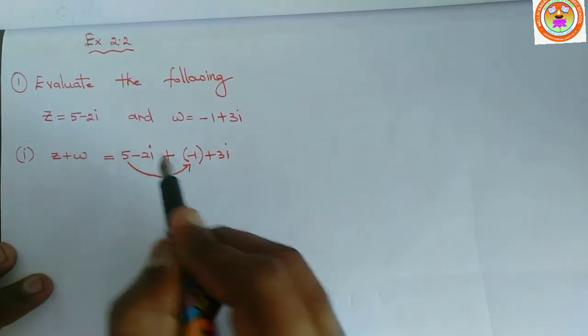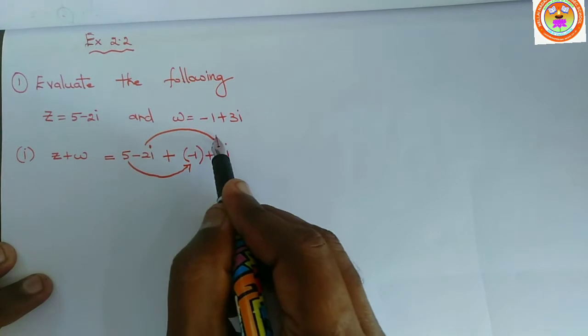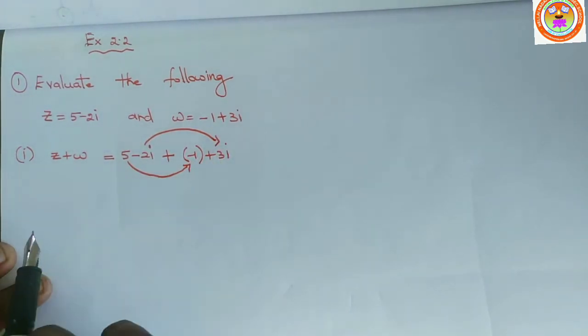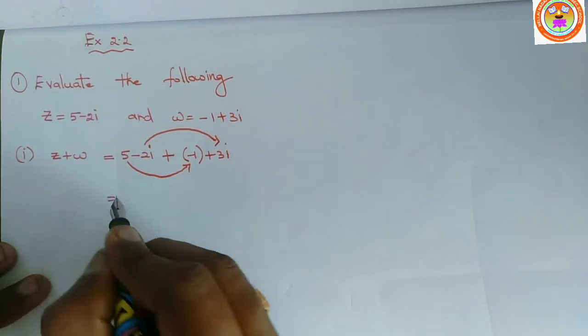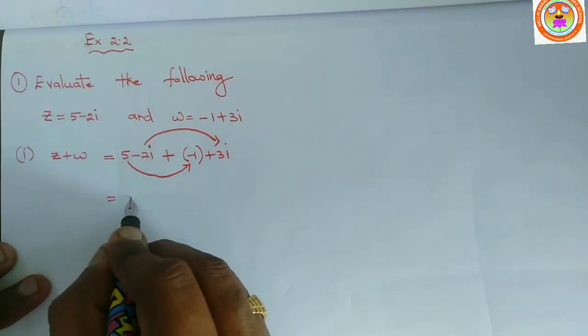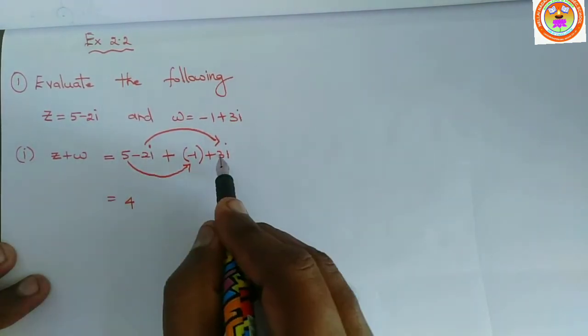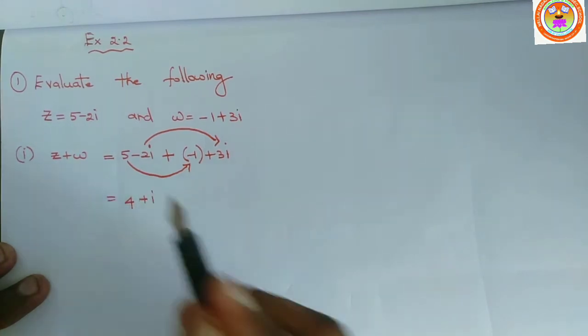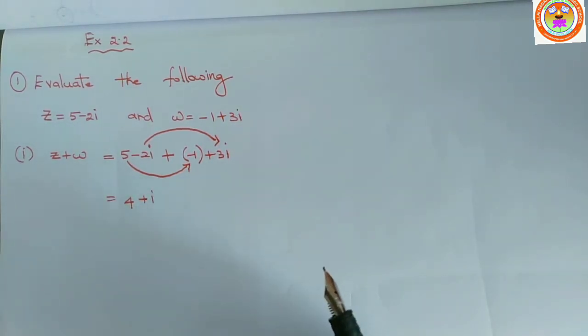Real will move to real. Imaginary will move to imaginary. That's all, the addition. Real goes to real, imaginary moves to imaginary. So if you see 5 minus 1, which gives us 4, and minus 2i plus 3i plus i. Minus 2i plus 3i is 1i. This 1i I can write as plus i. So this is the first sum: 4 plus i. Very easily we can add this.